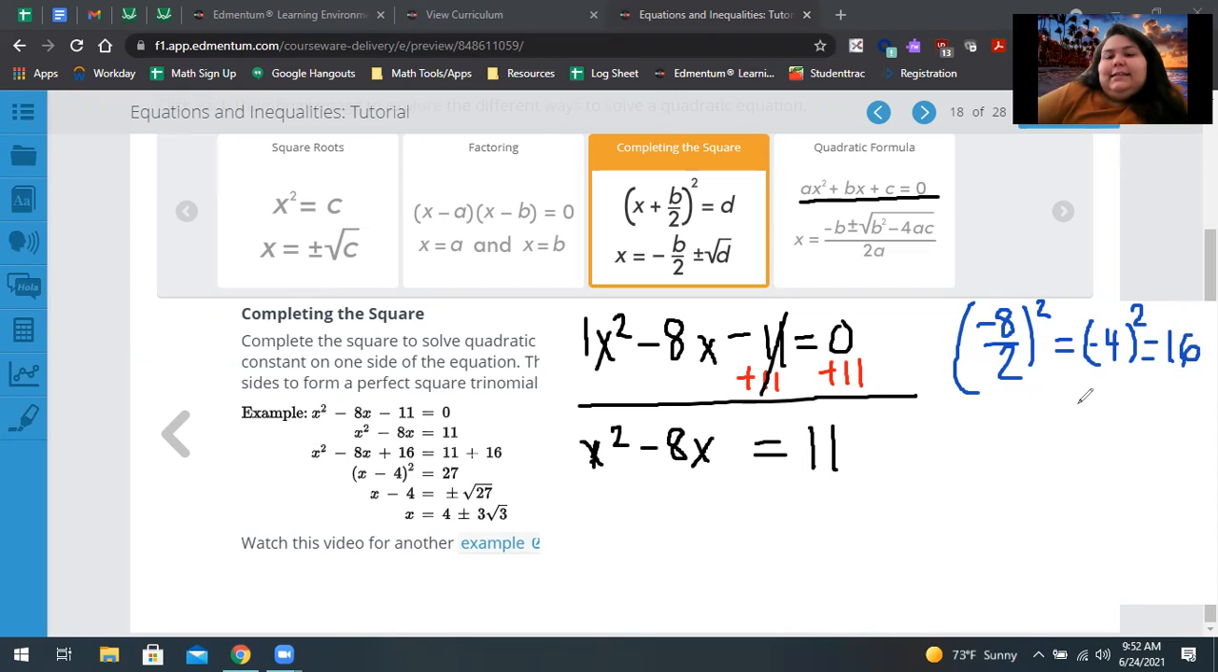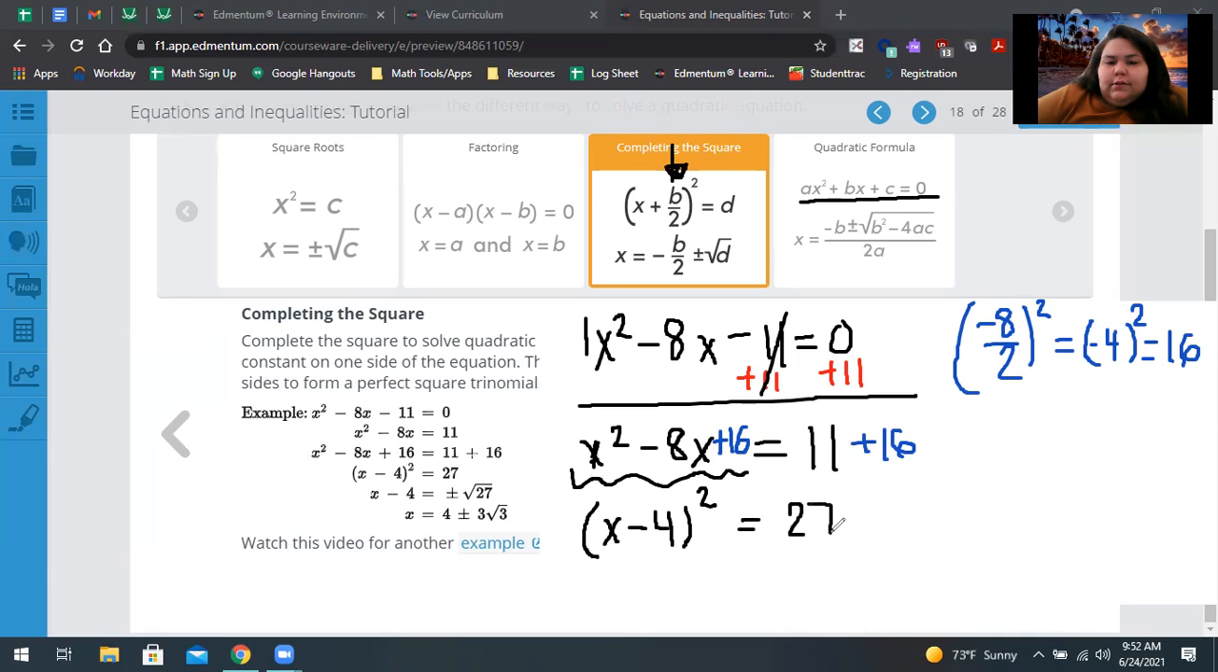So I'm going to take this 16 and plug it in on both sides. Right here, I purposely left that little space. I'm going to add 16 here, and I'm going to add 16 over here. Now I can simplify this. This whole piece is going to go down to, do you see here, that value of b over 2? b over 2 was negative 4, half of that b value. So this is going to be parentheses x minus 4 squared equal to 11 plus 16, which is 27.